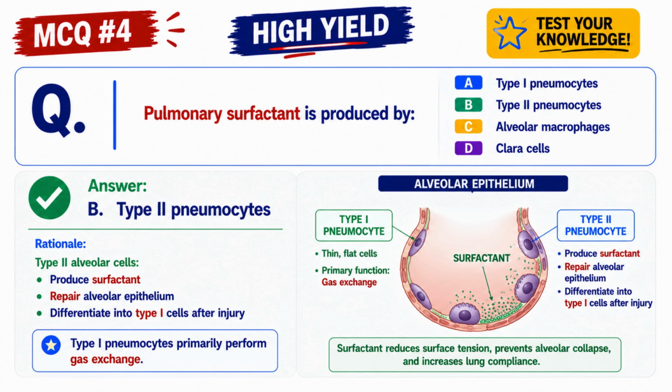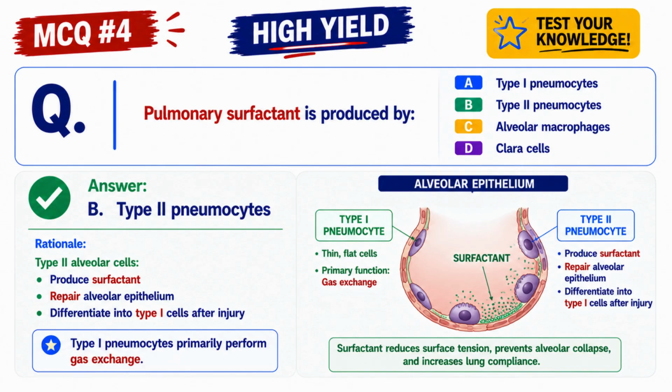Here's why. The alveolar epithelium contains 2 cell types, and they could not be more different in function. Type 1 pneumocytes, flat squamous cells, cover approximately 95% of the alveolar surface area. Thin and expansive, optimized for gas diffusion. Oxygen and CO2 cross through them. They are the gas exchange cells.